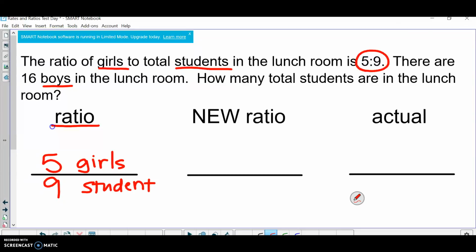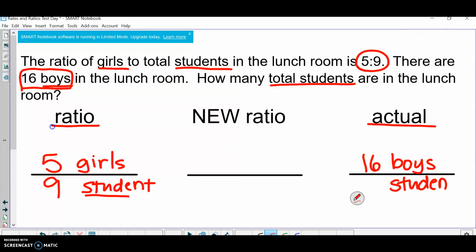And then the actual information we know, so going all the way over to the right, the actual information we know is that there are 16 boys in the lunchroom. And we put that on top because the other thing we are trying to find out is how many total students. And since we have students over here on the bottom, we're going to keep the students on the bottom on this side too. So the total students is still unknown. That's what we're trying to find out. So seeing this information, we know that we cannot go from a girl to a boy and then also have students within the ratio. So we have to change it to make it work.